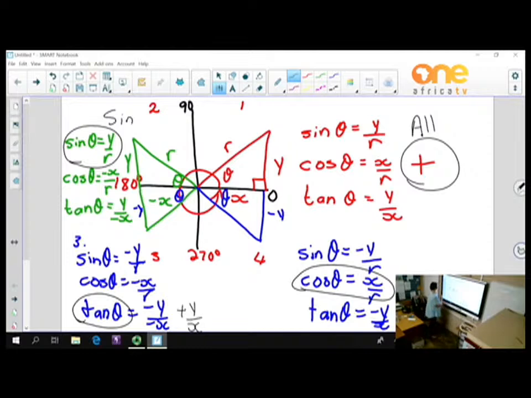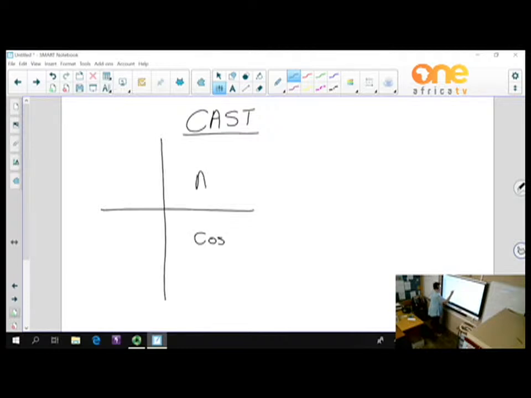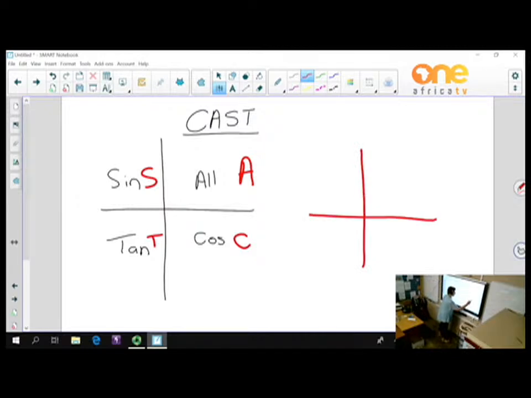So from there, we go now to what we call CAST. You can summarize this in your book, CAST. This is what we need to understand now. So for CAST, this is cosine, all, sine, tan. Okay, this is what we need to remember. Can you see? In which quadrant are they positive? And then the second thing that we have to understand is how do we get those angles?